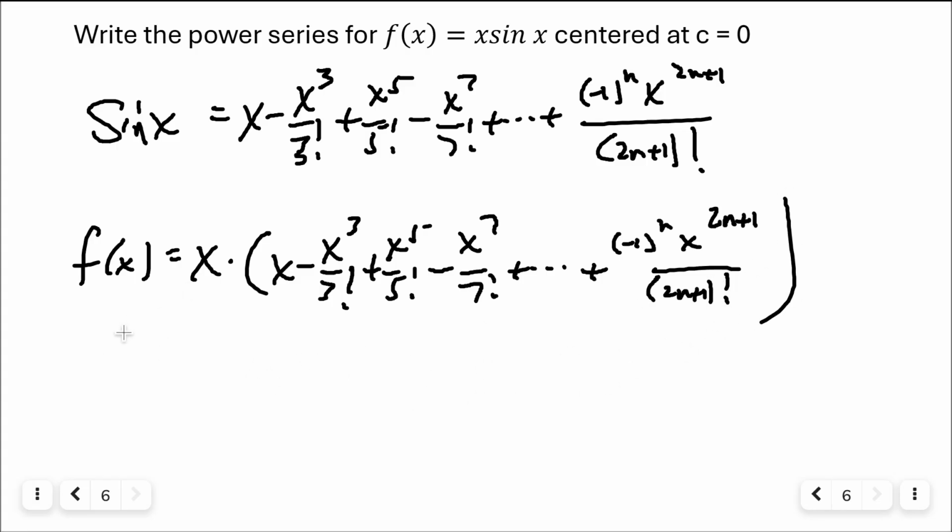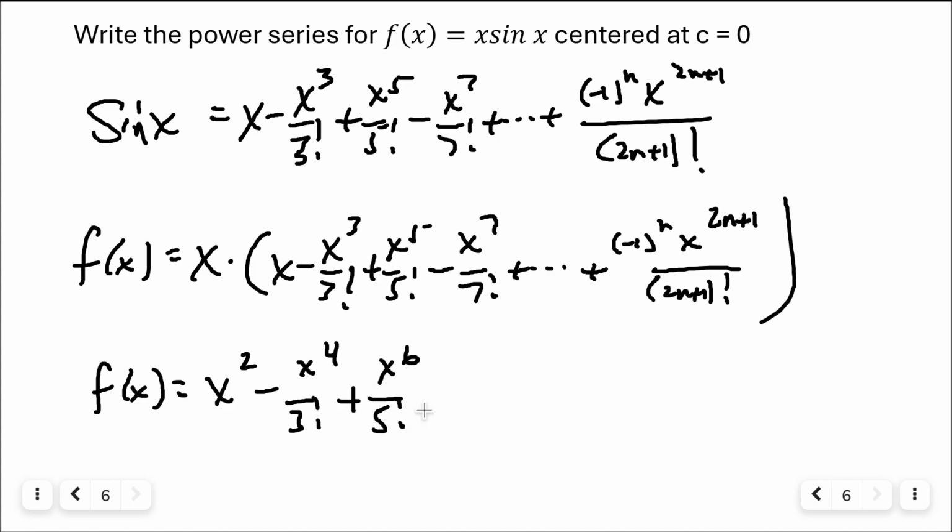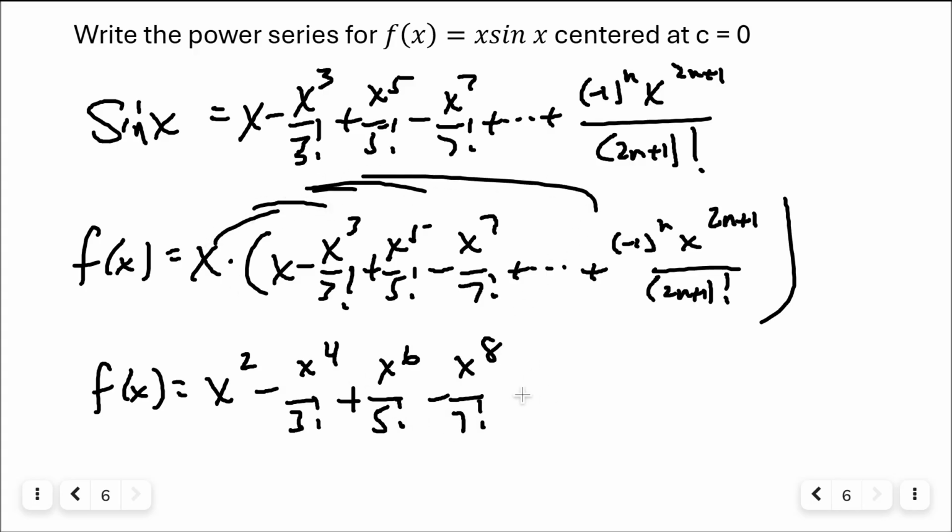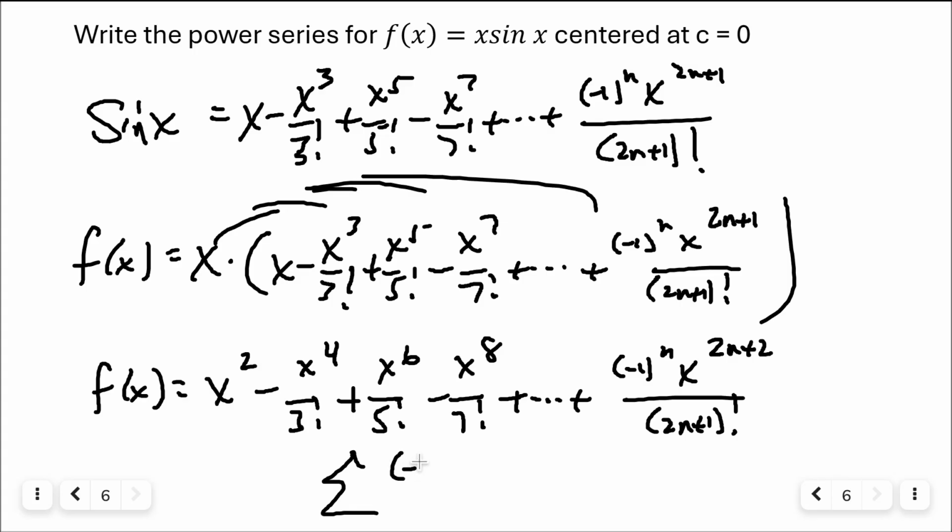Well, we can do that. Just multiply. So then f of x would be x squared minus x to the 4th over 3 factorial plus x to the 6th over 5 factorial minus x to the 8th over 7 factorial, right? I'm just distributing x to everybody. Plus negative 1 to the n. I'm going to multiply x by this. I'm going to add one more power onto this power. That's x to the 2n plus 2 over 2n plus 1 factorial. So the series then is negative 1 to the n, x to the 2n plus 2 over 2n plus 1 factorial. And these are some terms of that series.